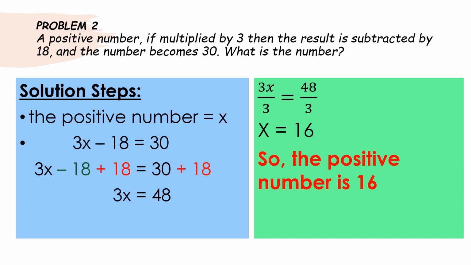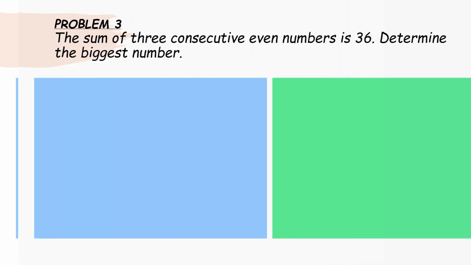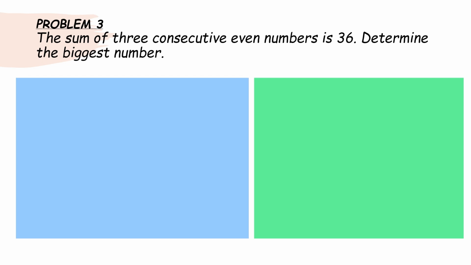What do you think, guys? Is that easy for all of you? Okay, let's move on to question number 3. The sum of three consecutive even numbers is 36. Determine the biggest number.